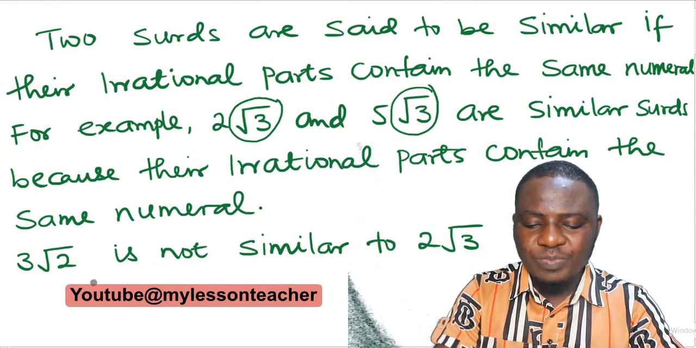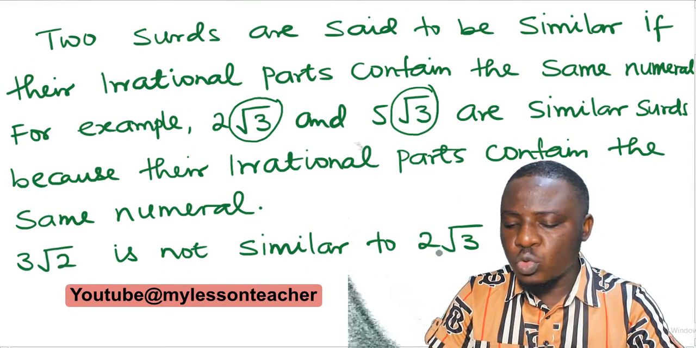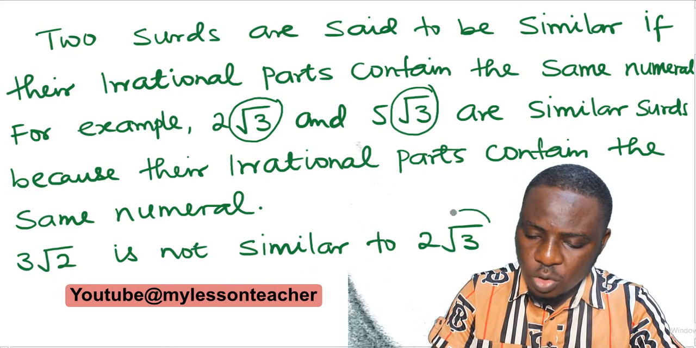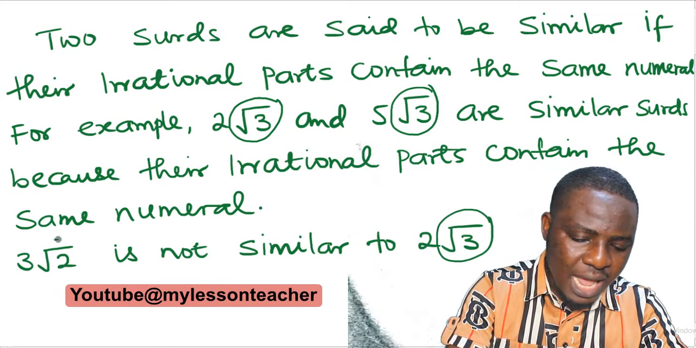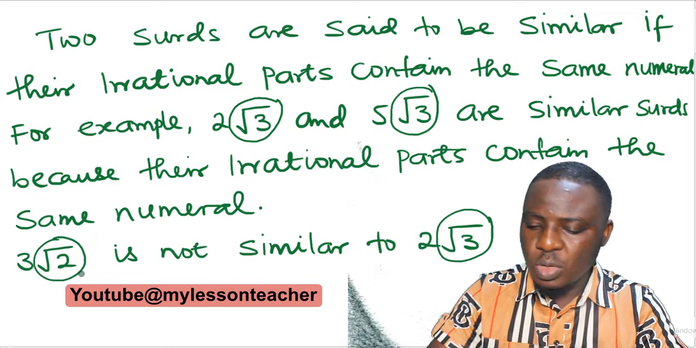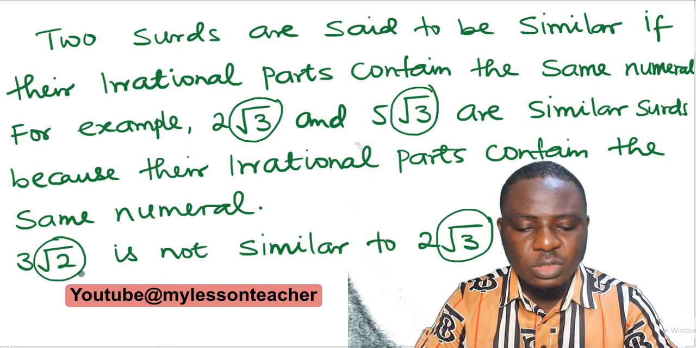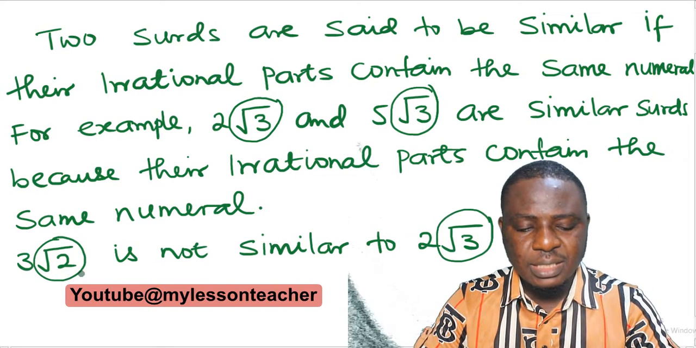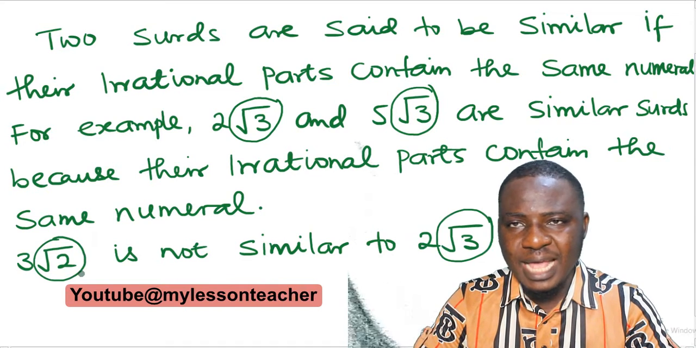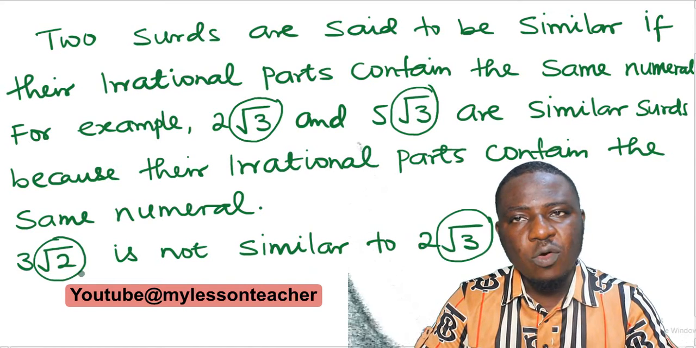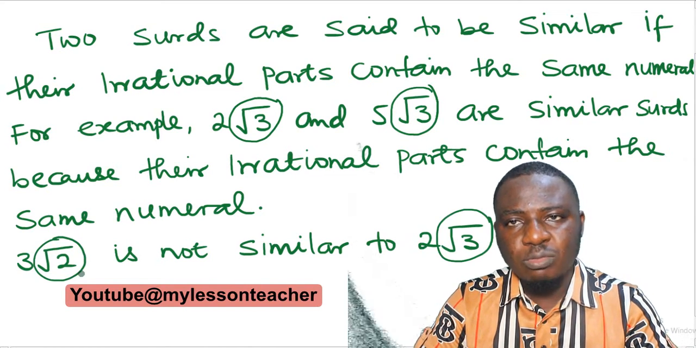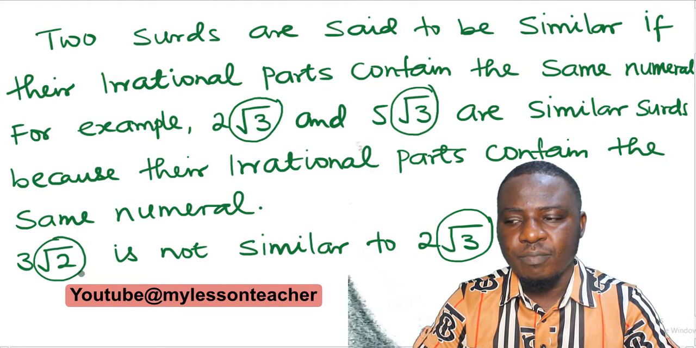3 root 2 is not similar to 2 root 3. This is because their irrational parts are different. This is root 2 and this is root 3. So you cannot refer to them as similar surds, but rather they are not similar. Therefore, you cannot add or subtract them, but you can multiply both of them together.